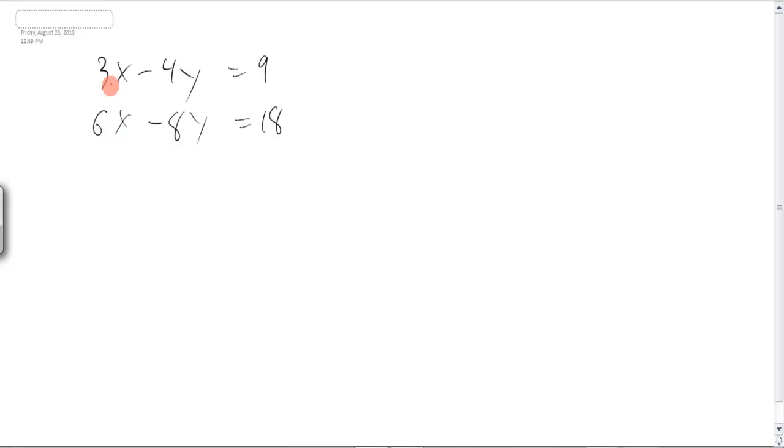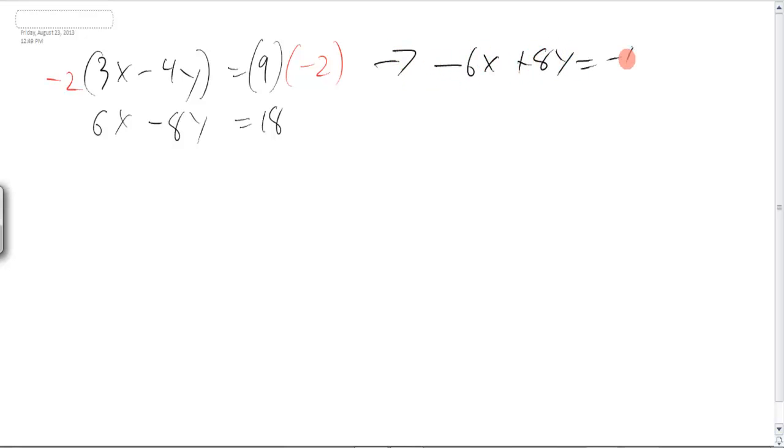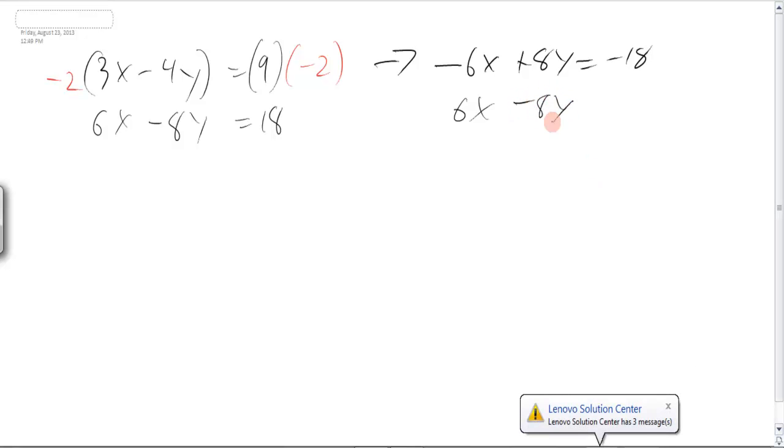So I'm just going to multiply through my first equation by -2. So I multiply both sides by -2, that way I end up with -6x plus 8y equals -18. And that way I have a -6x and a +6x. So when I add them together, I'll end up getting a 0.